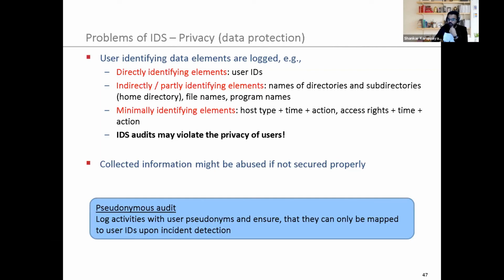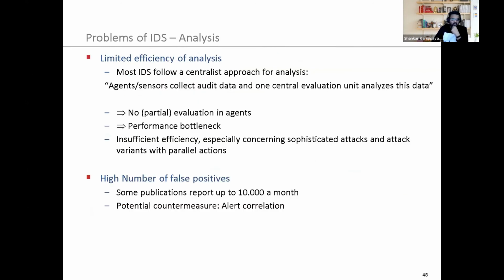So there is a possibility of performing pseudonymous audit, which is to log activities with user pseudonyms and ensure that they can only be mapped to user IDs upon incident detection. So if there is no incident detection, you will not be able to know who is user SK5123, for example, right? Okay.